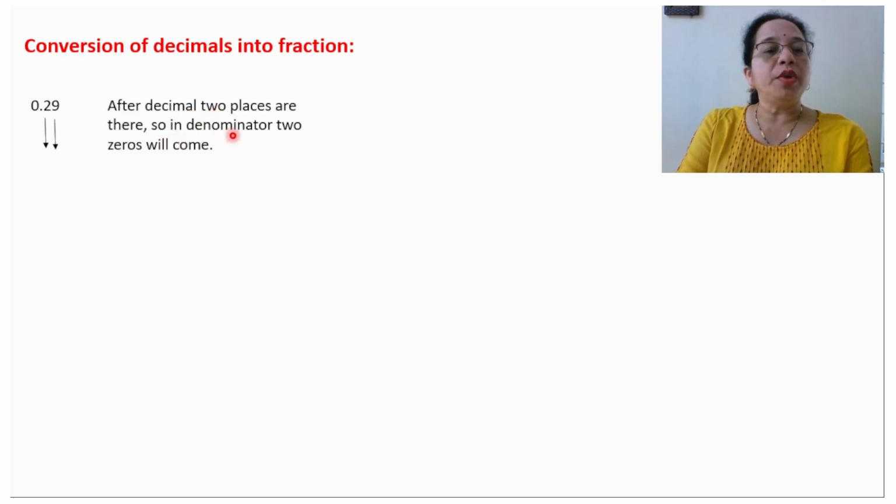So what we will do, after decimal 2 places are there, so in denominator 2 zeros will come. So write down the numerator as it is without decimal. Just hide this decimal. What number you are getting? 29 upon 1, and after decimal 2 digits are there, so we will add 2 zeros. This is the way to convert decimals into fractions.